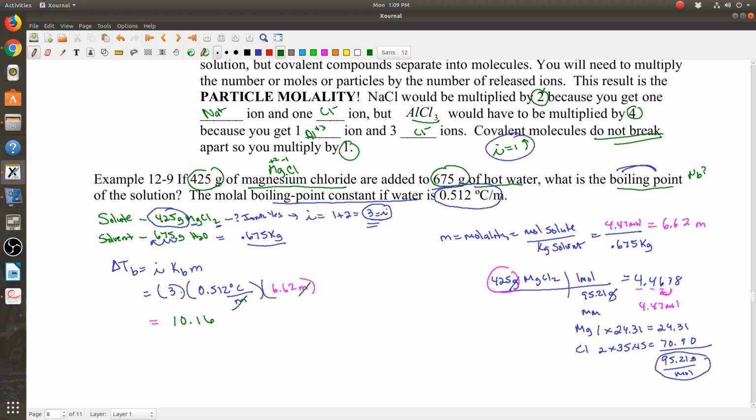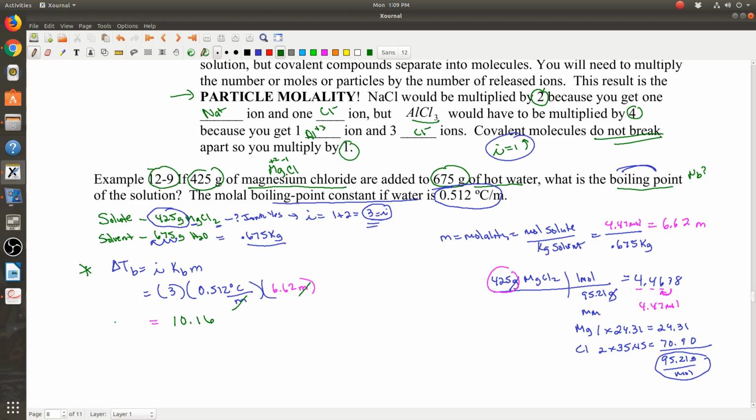I went and multiplied this. Now, I will tell you this too while I'm at it. This formula right here is not the same one the book uses. The book doesn't use an i value. It incorporates the i value into the molality to create the particle molality, right here where they multiply it. But I like to use the i value because it reminds you to double check. So this is the one we're going to be using and not the one in the book, but it's still example 12.9. We still get the same answer.